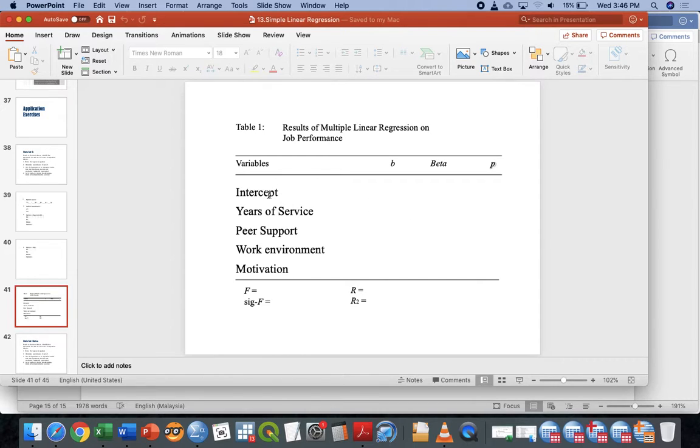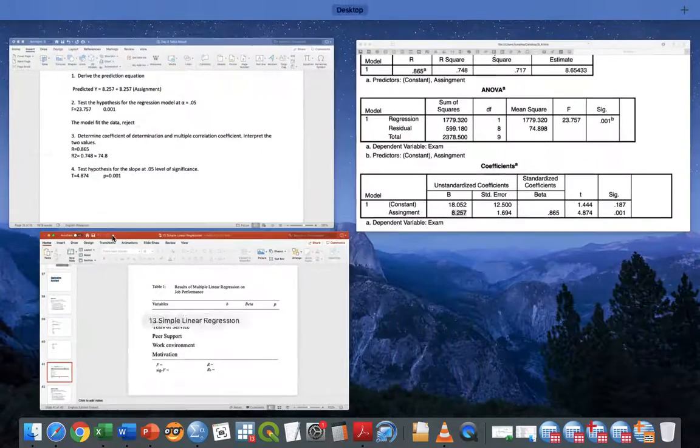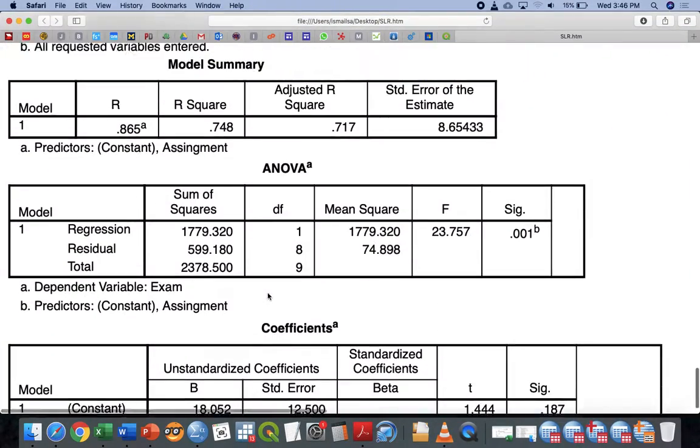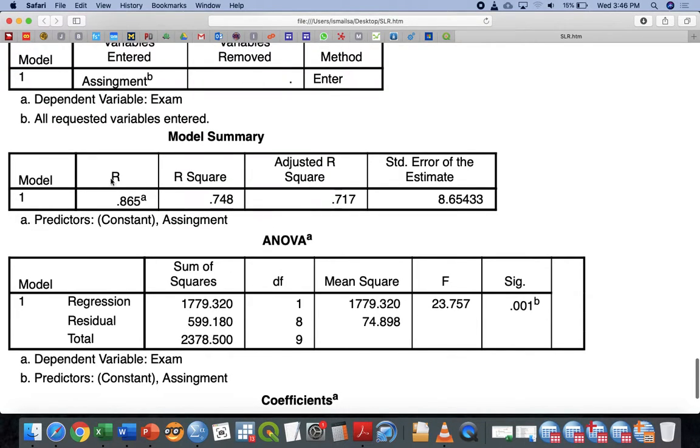This one is derived from which table? The F table or the T table? Very good. The T table comes after the F table. The first moment you analyze the regression equation, you are going to get this model summary. R and R square will be there.